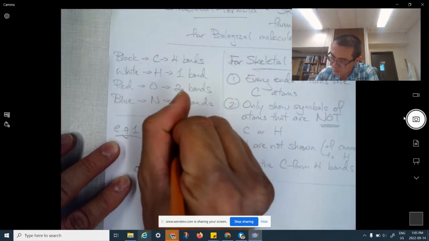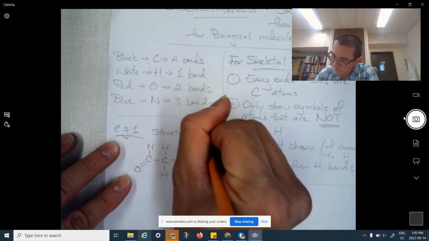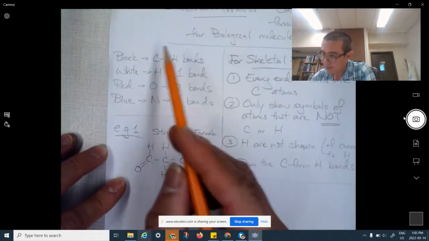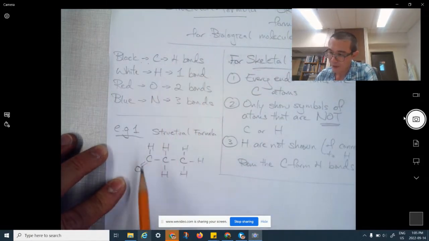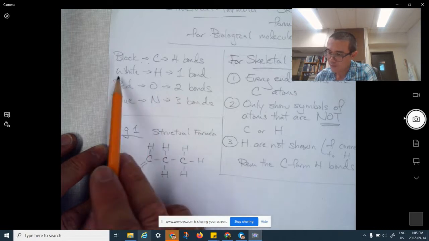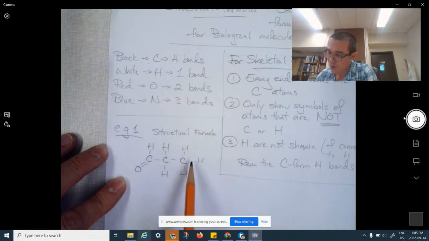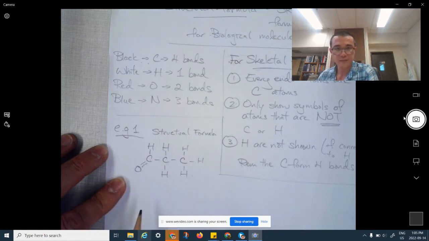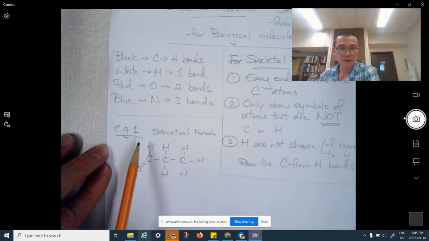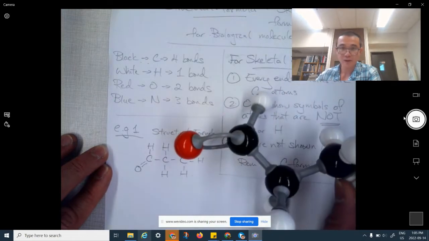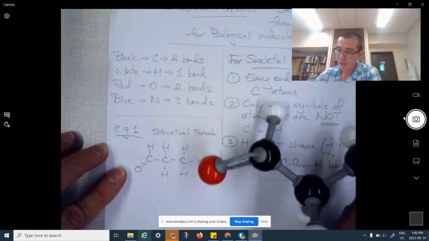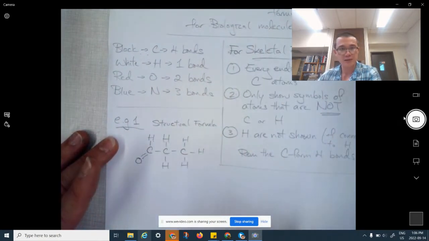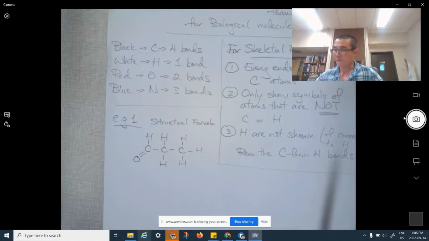Okay, this was the structural formula. What you will notice is that, again, all the carbons have 4 bonds: 1, 2, 3, 4. All the hydrogens have 1 bond, and the oxygen has 2 bonds. So this is how this molecule looks in a structural formula. Now we're going to ignore the skeletal formula. Let's make sure we understand the structural formula well first.